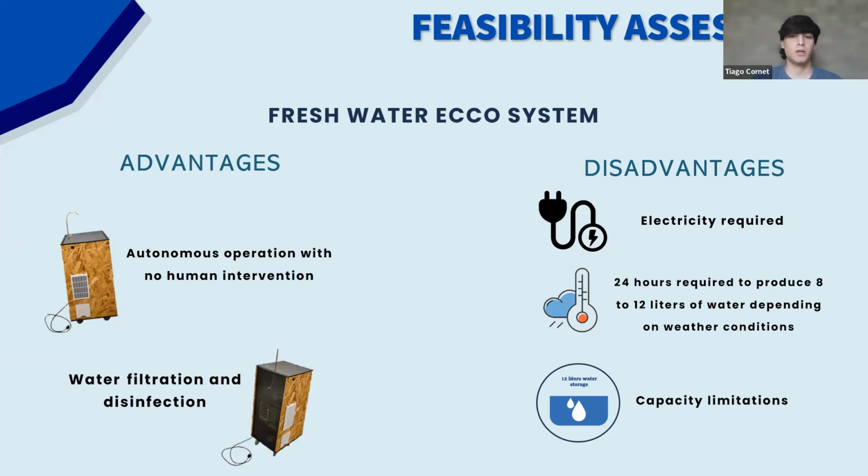Finally, if the device produces more than 12 liters of water, it could not store them because it has only 12 liters of storage capability. Because of the slowness of water production and the low storage capacity, a school will need more than one device to ensure the water production, making it more expensive.